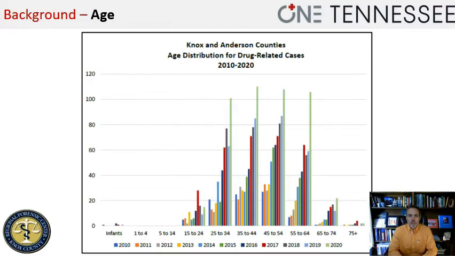When we look at the age distribution for drug-related cases, it becomes a little bit more clear why we're so focused on preventing opioid-related overdoses when compared to other things like smoking and other chronic diseases. Smoking and heart disease and diabetes tend to be more insidious and happen over time. By the time small cell lung cancer develops in most people, they're well into their late 50s, early 60s, 70s, and 80s. For lack of a better term, they're kind of on their way out.